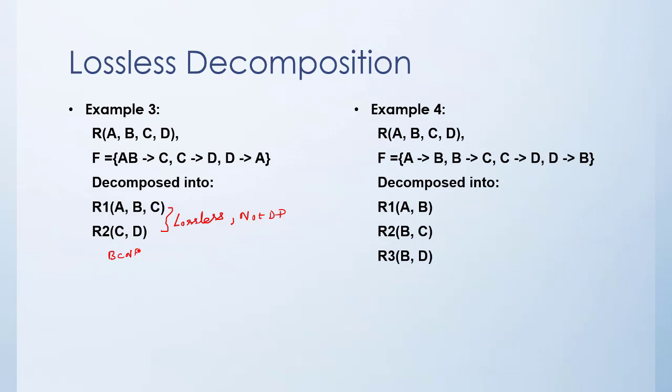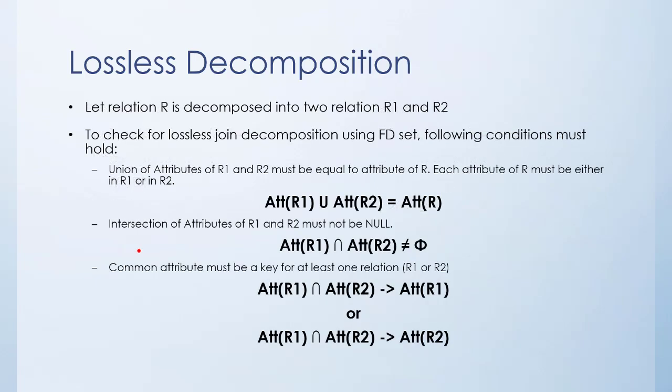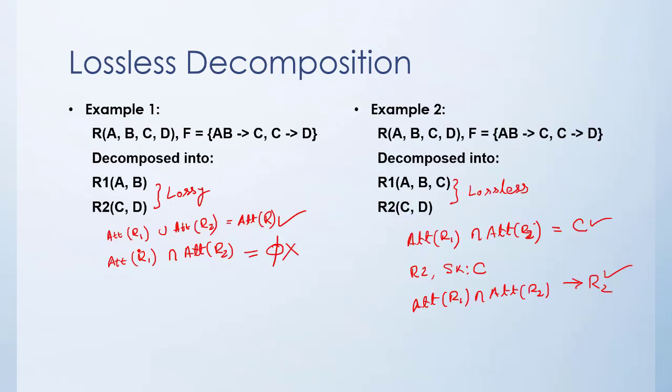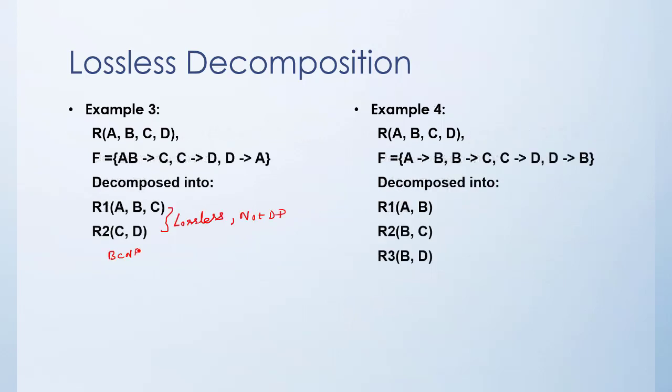Now let us come to example number 4, and after that we are going to end this lecture. Here you can see that it is not a binary decomposition. Using the rules of checking lossless decomposition for binary decomposition, we can identify that the relation present in example 4 is a lossless decomposition.